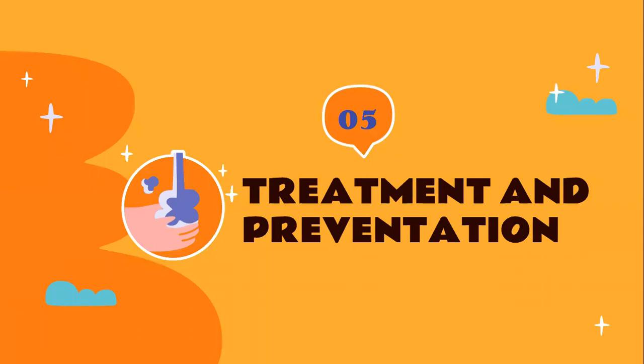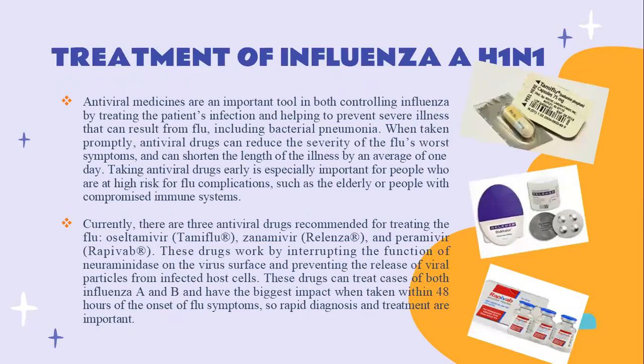The next is treatment and prevention of influenza A H1N1. Antiviral medicines are an important tool in both controlling influenza by treating the patient's infection and helping to prevent severe illness that can result from flu, including bacterial pneumonia. When taken promptly, antiviral drugs can reduce the severity of the flu's worst symptoms and can shorten the length of the illness by an average of 1 day.